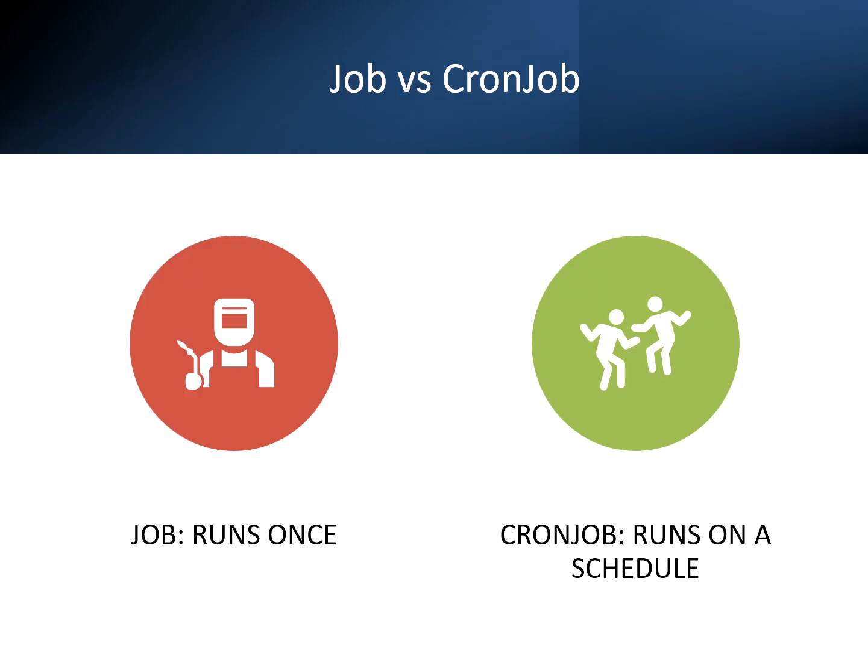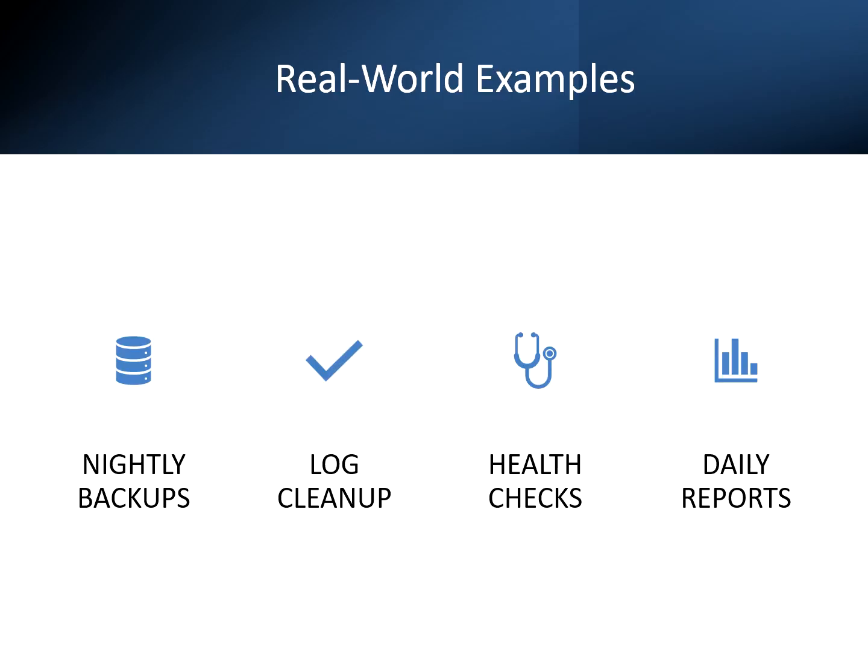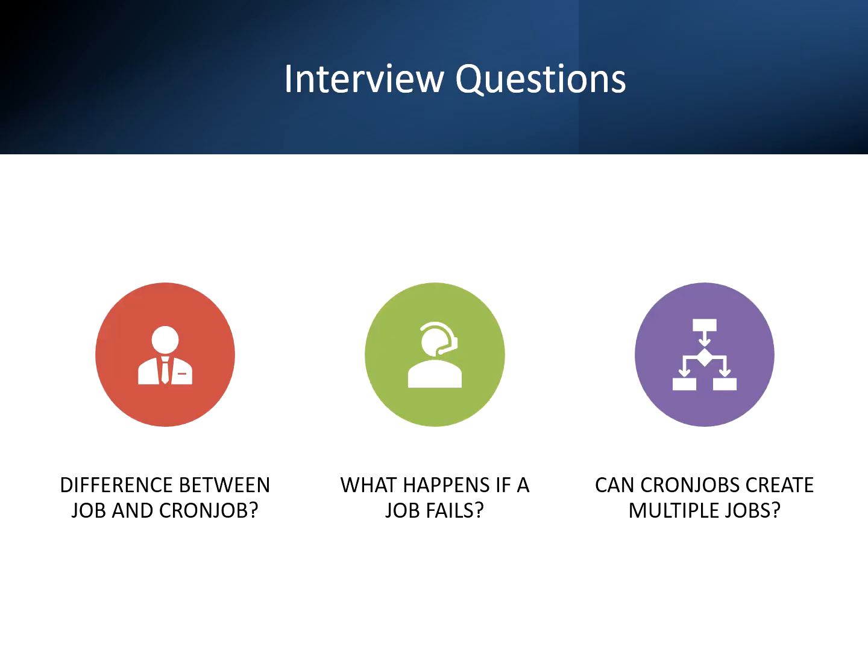Now let's see some differences between the job and the cron job. A job runs once, a cron job runs repeatedly. A job is used for one-time tasks, a cron job uses a schedule. Jobs are manually triggered most of the time, but cron jobs can be used for automation. We have real world examples that we have already discussed: database backups, log cleanup, health check scripts, report generation, sending email notifications and alerts. Automating repetitive tasks is the best benefit of using jobs and cron jobs.